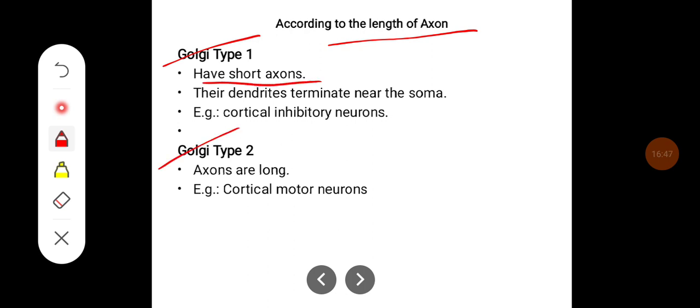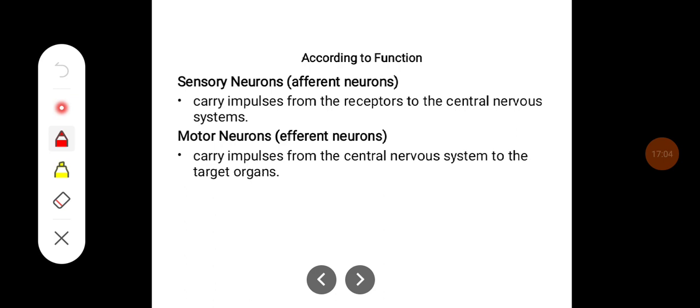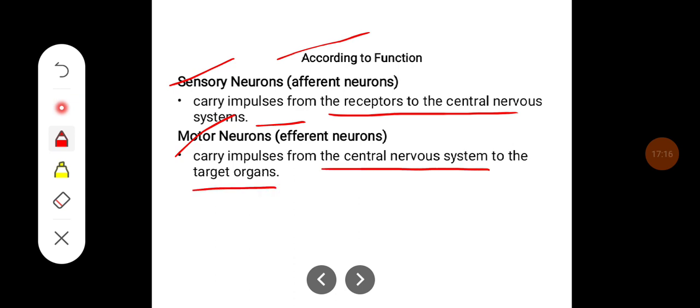Golgi type 1 have very short axons. Their dendrites terminate near the soma, for example cortical inhibitory neurons. Type 2 Golgi neurons have long axons, for example cortical motor neurons. According to the function, they can be sensory neurons or motor neurons. Sensory neurons carry impulses from receptors to the central nervous system, whereas motor neurons carry impulses from the central nervous system to the target organs.